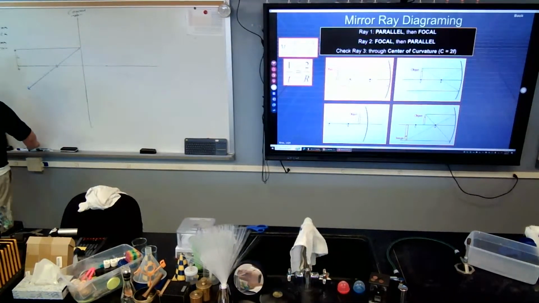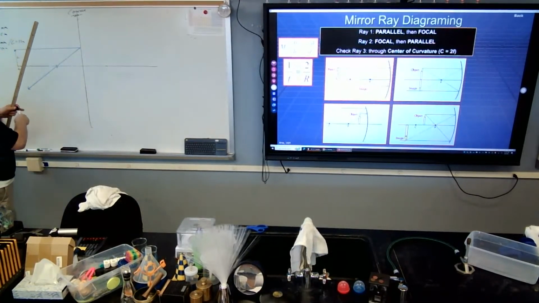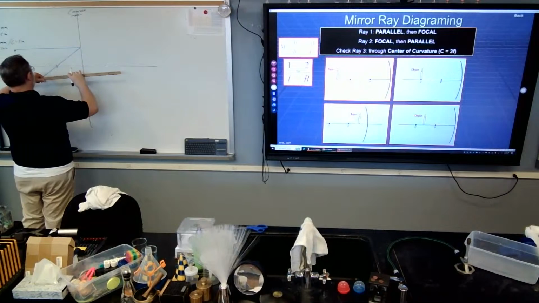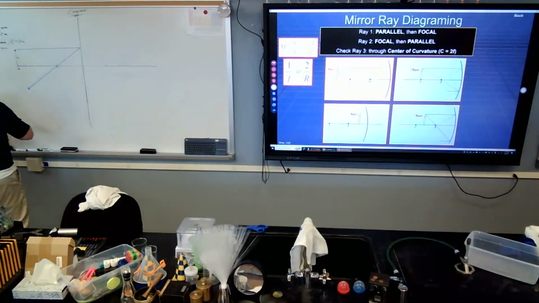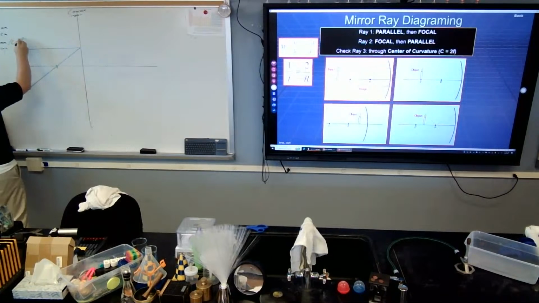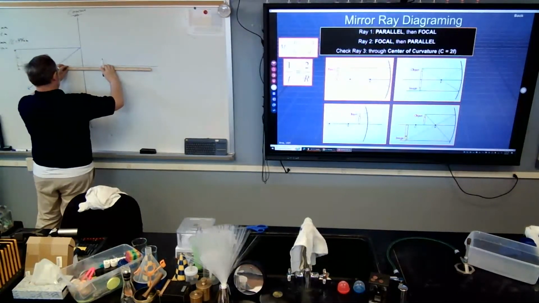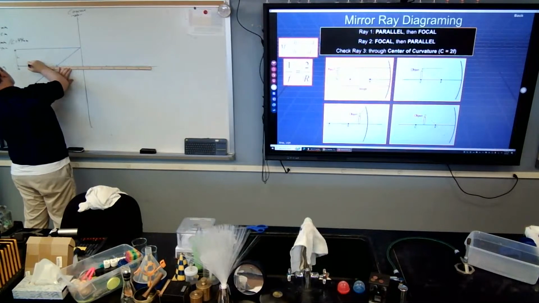Oh, by the way, there's one other thing. If the F is 22, the C is... no, if the F is 22, the C is 44. It's double. C is 44 millimeters. We're going to need C for our third ray. That's the center of curvature.